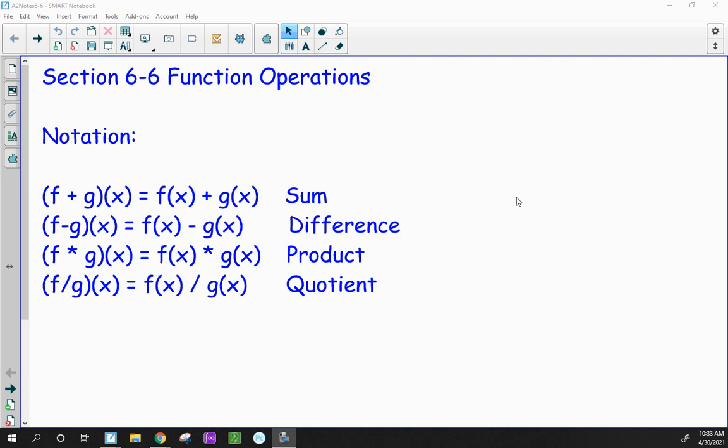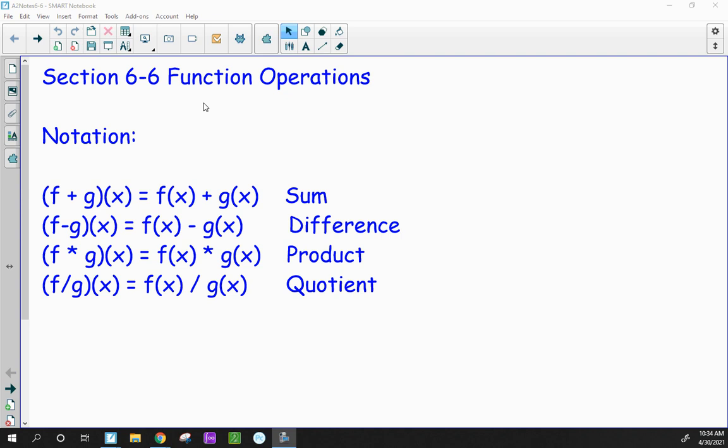Algebra 2. Today we're going to look at section 6.6 in your textbook. It's on function operations. I know from Algebra 1 you've looked at functions before. F of x, g of x is a common notation for those. Remember, a function is a problem where the x values do not repeat. Also, you may recall from Algebra 1 that a function's graph will always pass the vertical line test.